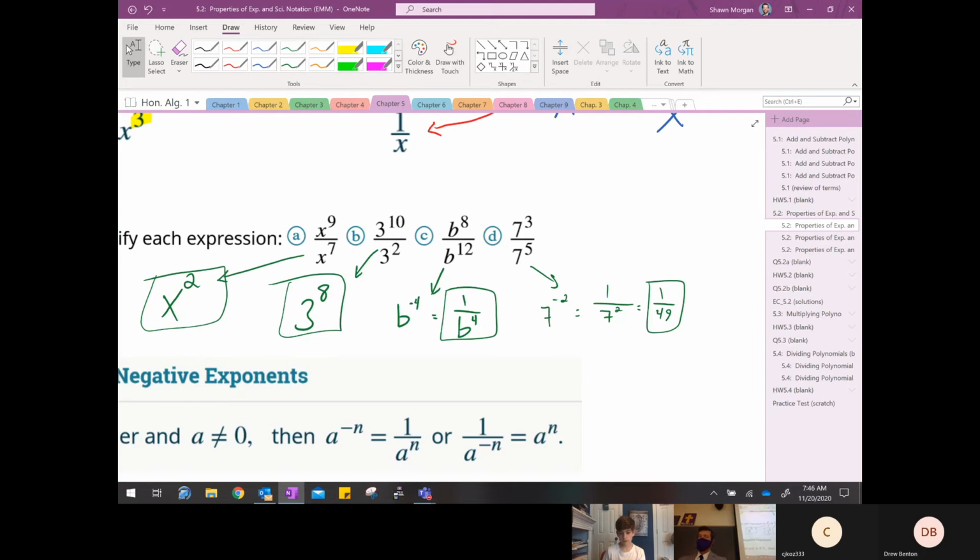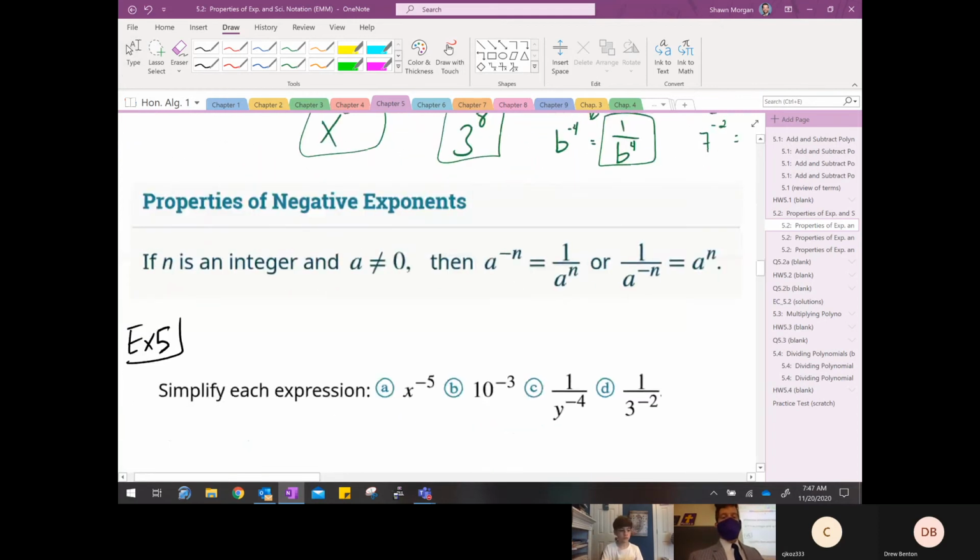Savvy? But if it's something like 3 to the 8th, I don't know what 3 to the 8th is. I don't have a calculator on hand, so I'll just leave it as 3 to the 8th. Now that means that some of us will be able to do more than others. Like 5 to the 3rd is what? 125. Not everybody might know that. So we want to make sure that we are not lazy.